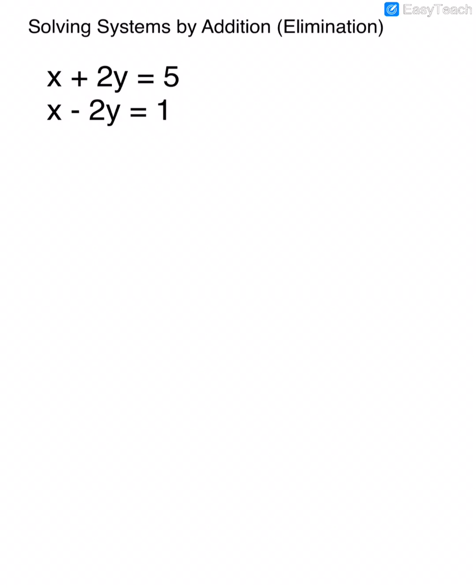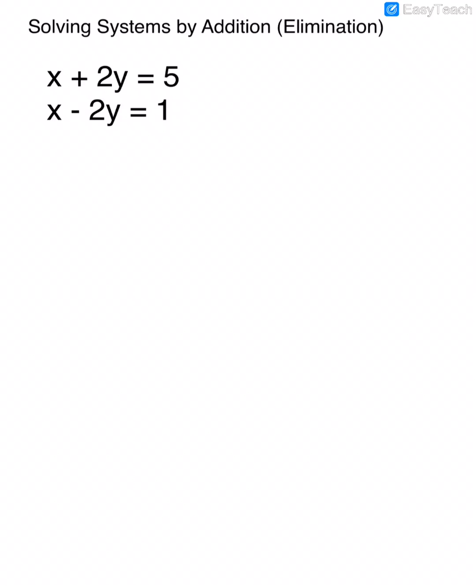Another method that we can use for solving systems of equations is the addition method or the elimination method. Different books call them different things, but they mean the same thing. What we're going to do is add the two equations together and eliminate one of the variables. That's why it's called either one of those. Sometimes we can just add the equations together and one of the variables automatically cancels out. Let's look at this system of equations here.